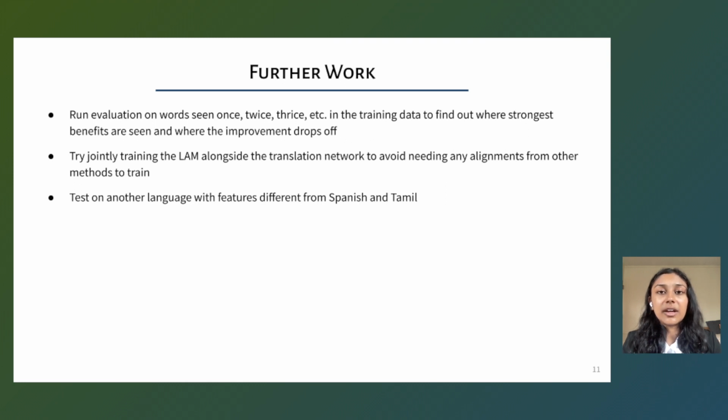We would also like to evaluate on more languages to better understand what typological features lend themselves to benefiting from this technique. Thank you for listening.